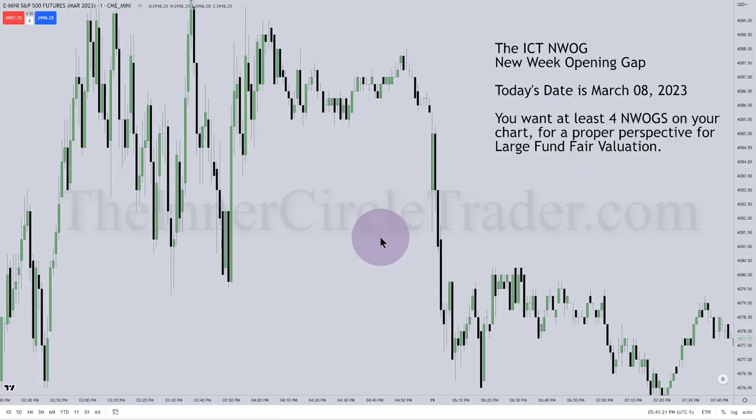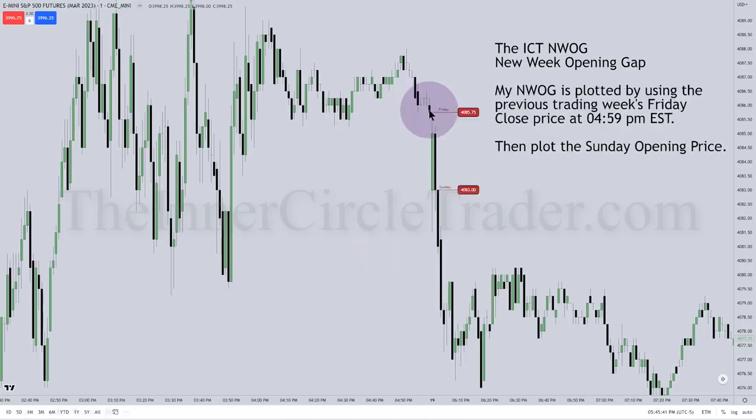And I like to have a minimum of 5 weeks worth of it. But you want to have at least minimum four new week opening gaps on your chart for proper perspective of large fund fair valuation. I like to have 5 because it keeps a dynamic full month's perspective. So that way it kind of gives you a little bit of an overlap, not just the blanket 4 weeks look back. So we're using the closing price on Friday, the opening price on Sunday. So those 2 price points, there's a difference.